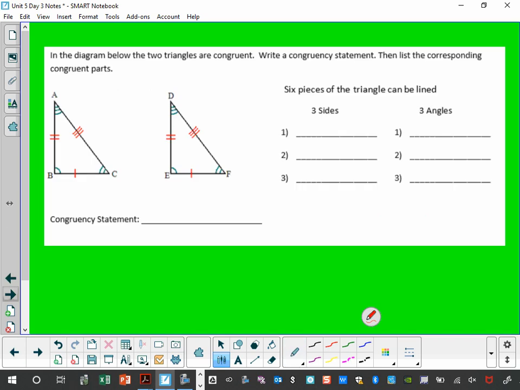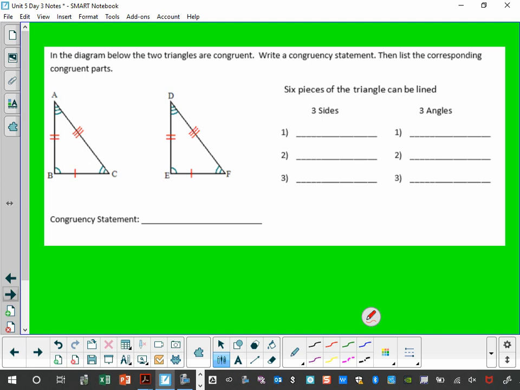All right, so in the diagram below, the two triangles are congruent. We're going to write a congruency statement, then list the corresponding congruent parts. Let's take a look at these two triangles. So I have triangle ABC, and then I have triangle DEF. How do I know which angles and which sides are paired up? What do you guys see?